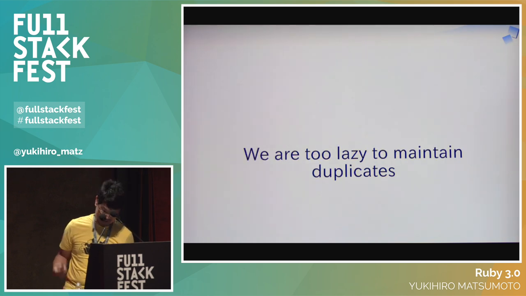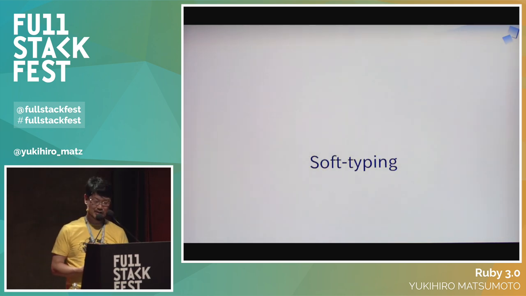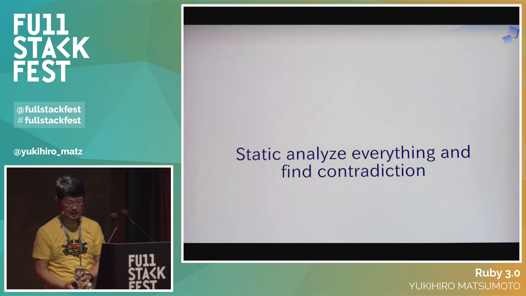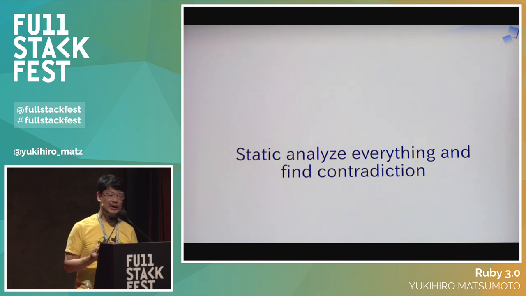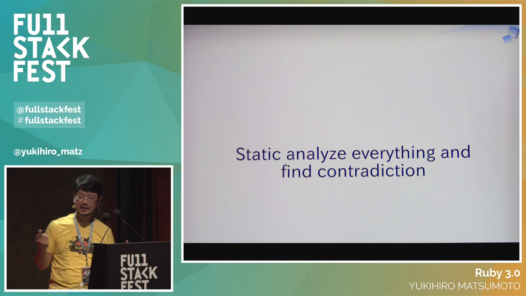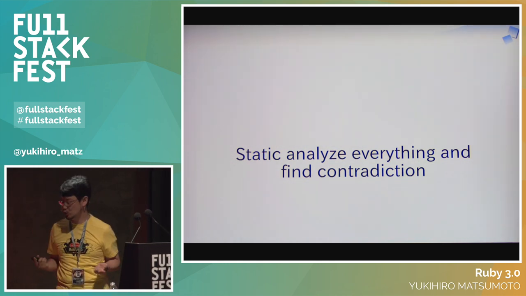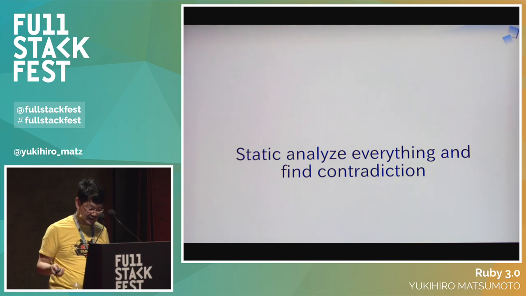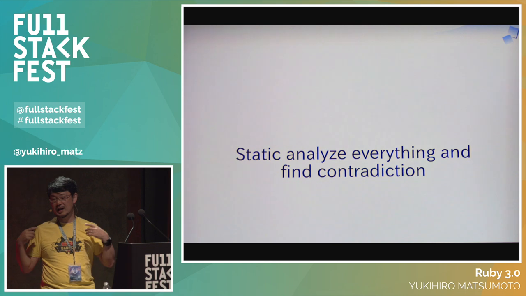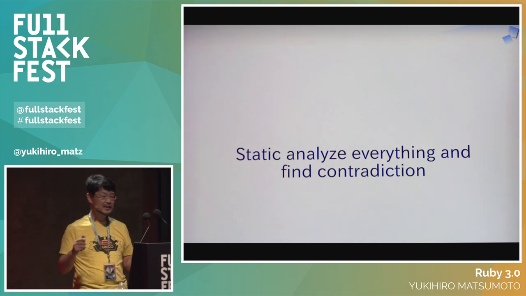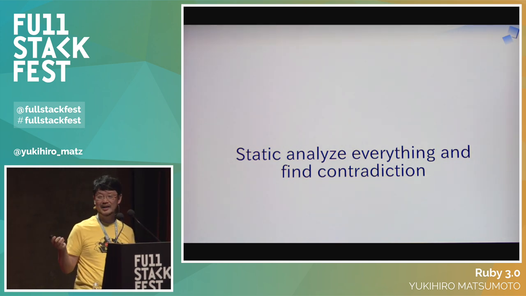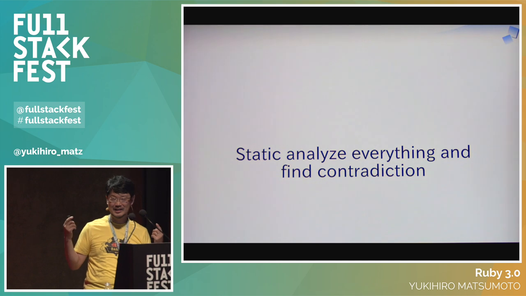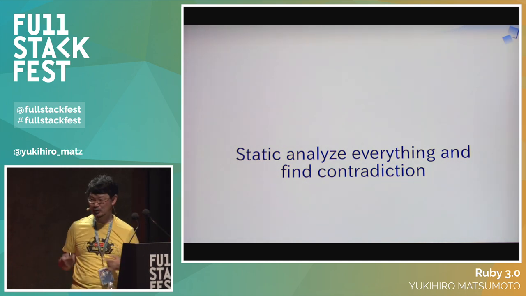So we are lazy. I am lazy. We are too lazy to maintain duplicates. So the soft typing. Soft typing, the kind of static analysis, of the whole program at once, and finding the contradiction. This is not 100% correct type checking, but it helps you find that kind of type contradiction. So that would help you fix bugs. So that kind of typing, we want to introduce to Ruby 3.0. But we are at a very early stage of experiment. So we don't make any promise about soft typing. But I really, really wish we could have some kind of assistance from compilers to write correct programs.